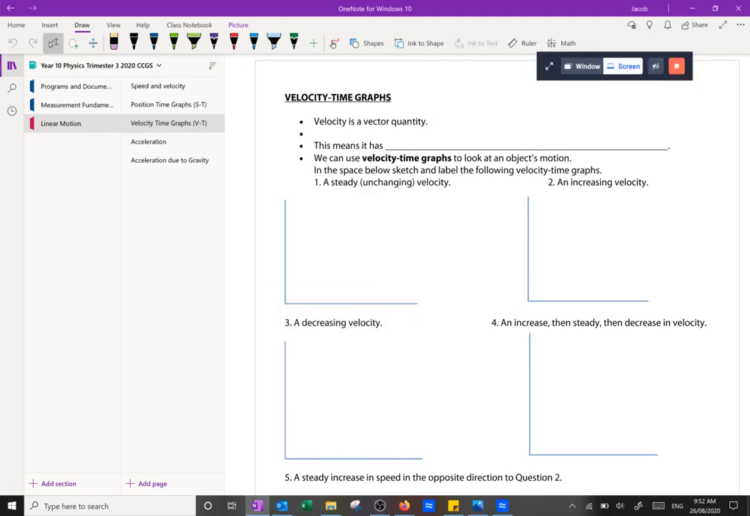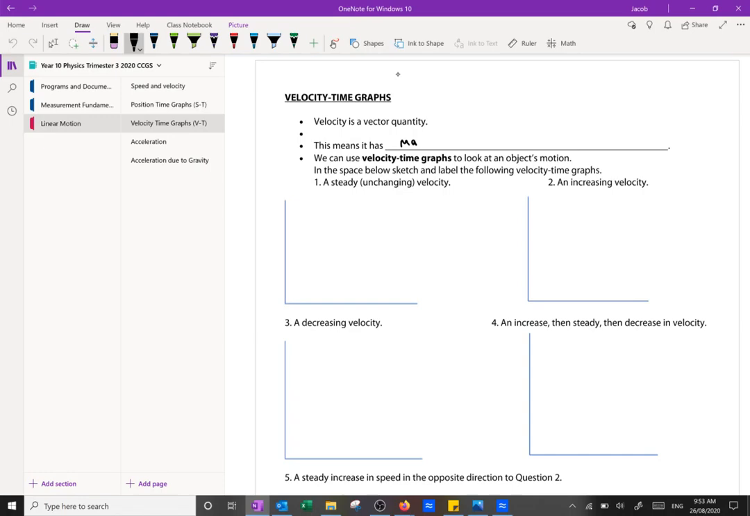So, velocity is a vector quantity. That means it's going to have... what just happened to my screen? Let's try that again. Magnitude and direction.